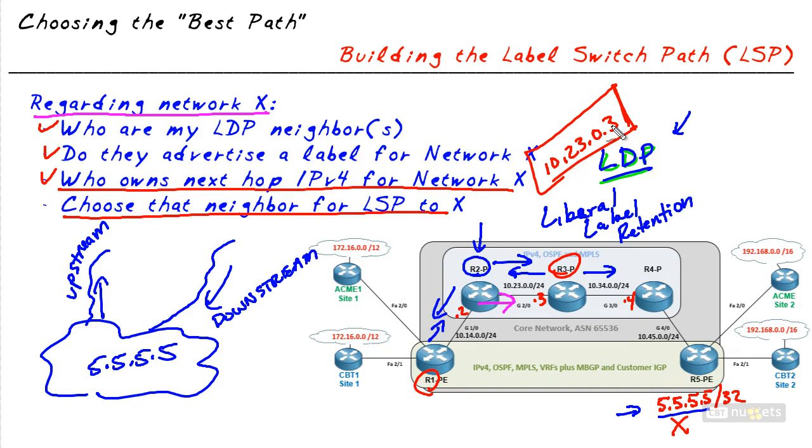And that's the reason that R2 can say, okay, the next hop is 10.23.0.3. Who owns that next IP address? Is it R3? Did he tell me he has that IP address via LDP? Or is it R1? So based on which neighbor owns the next IPv4 hop, that is the neighbor that we're going to use for our MPLS forwarding table on the router.